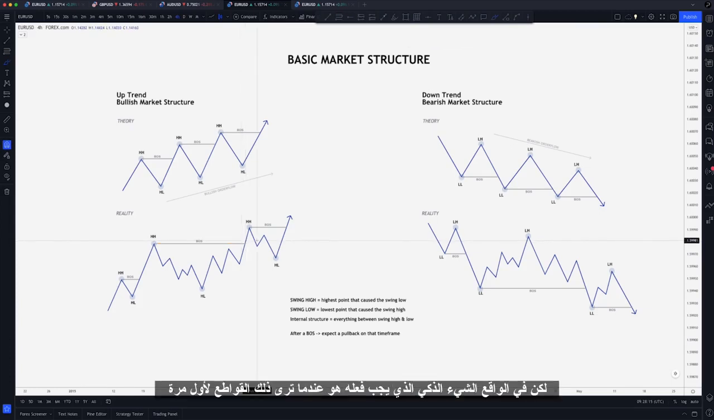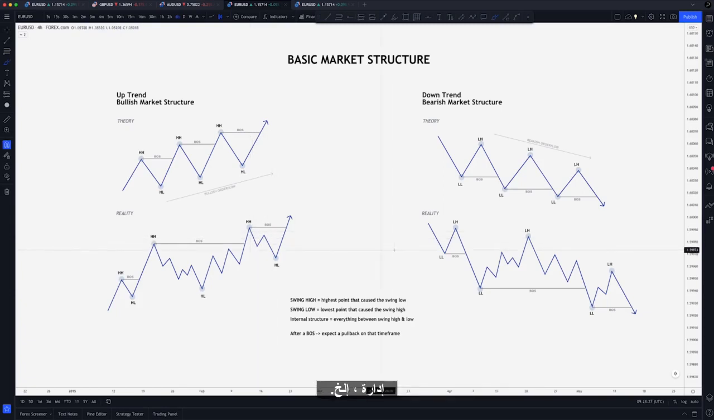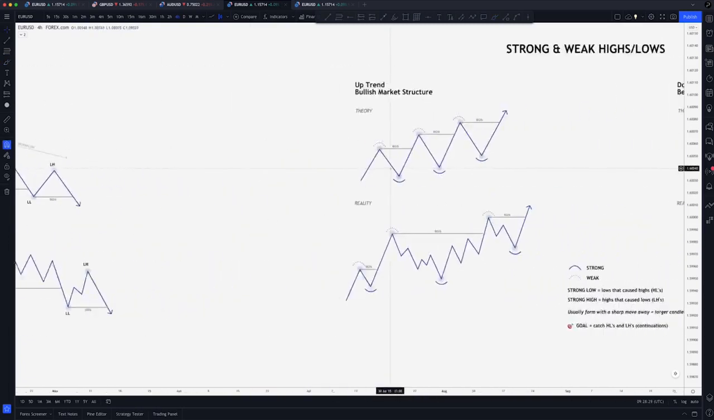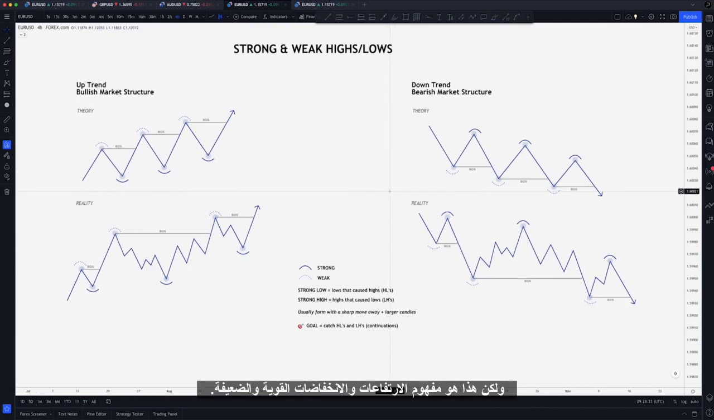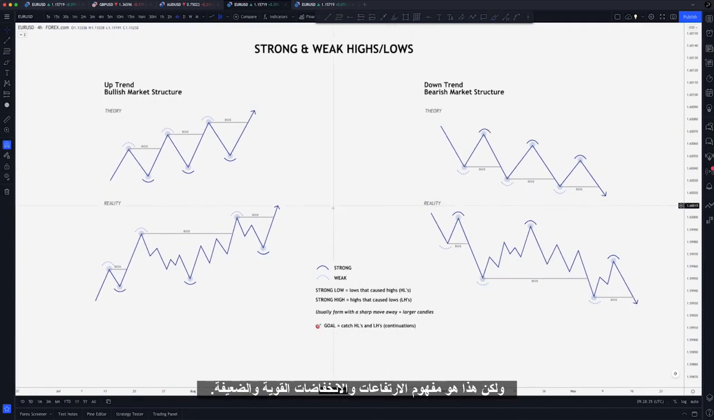But actually the smart thing to do is when you first see that break of structure, that's when you need to start thinking the opposite and going, well, actually, now I'm expecting a pullback. So now I need to think about that and adjust accordingly, right? Whether you want to short and play the pullback or whether you need to manage, etc. So on to the next thing, very simple stuff here, but this is the concept of strong and weak highs and lows.